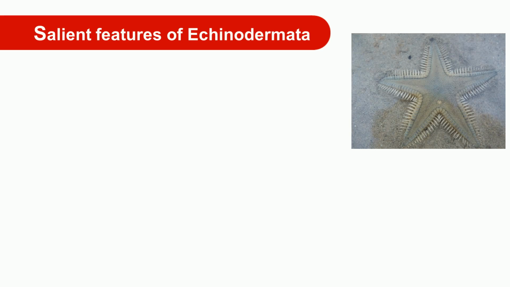Okay, then we discuss the salient features of echinodermata. All these echinodermal animals are benthic. Benthic means they are mostly found in the base area of the sea, the bottom side of the sea waters. They are bottom dwelling animals.